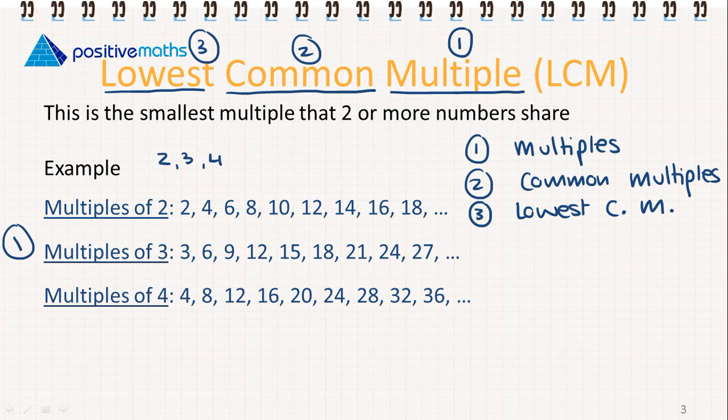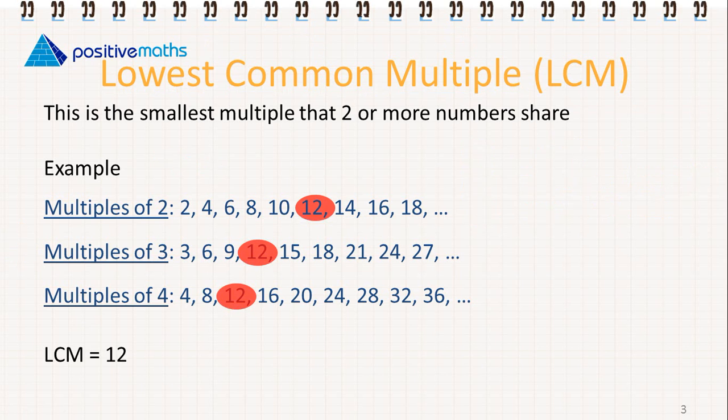Okay, so here we have our first step is done. We've listed the multiples of each number. The next thing we need to do is find the number that is common to all 3 lines. So if we're looking here, we have 12 is common to all. It is also the lowest number that is common to all 3 lines. So we say the lowest common multiple is equal to 12.